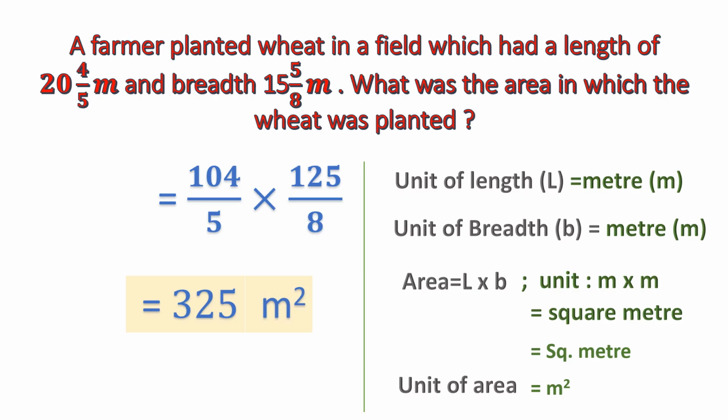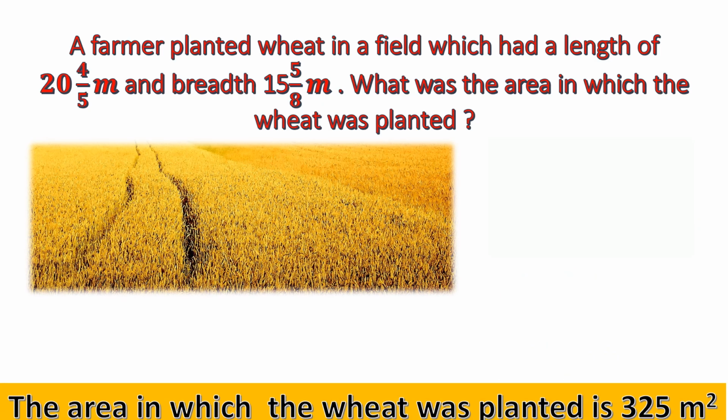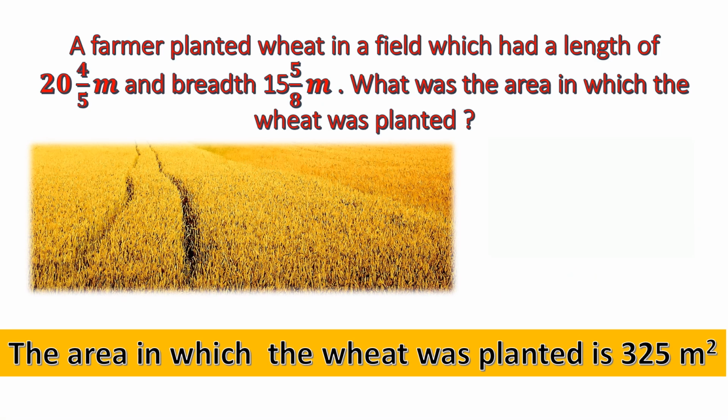Thus, in the end we can write the area in which the wheat was planted is 325 meters square.